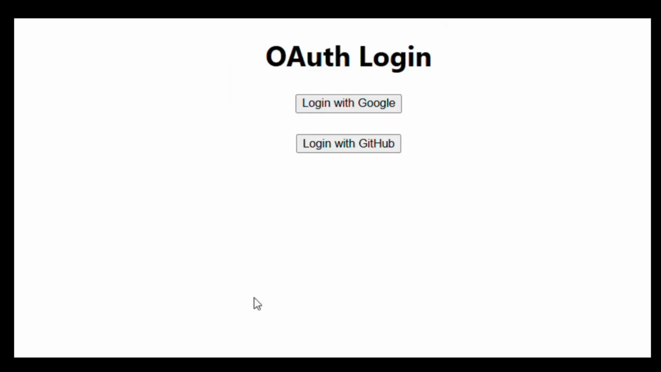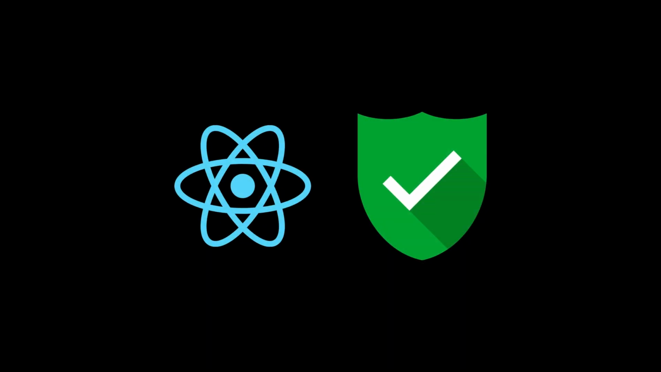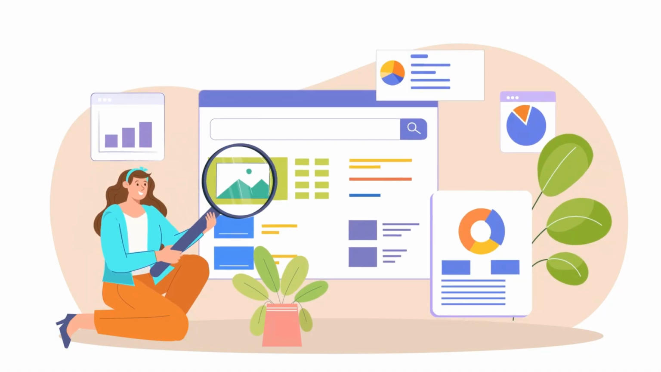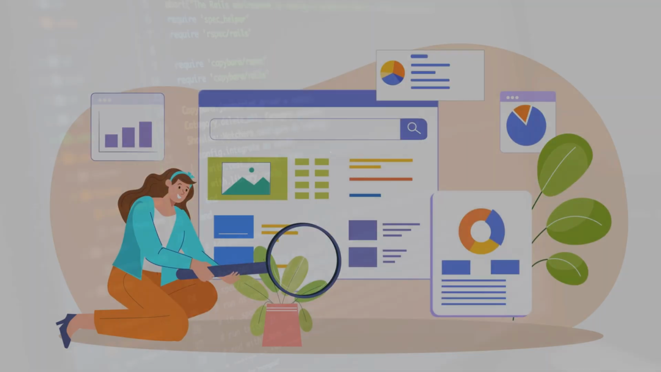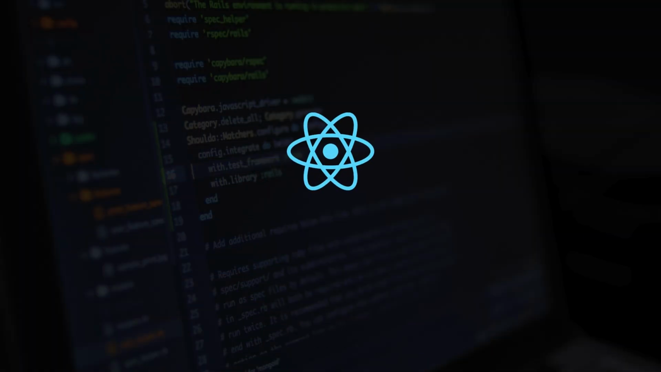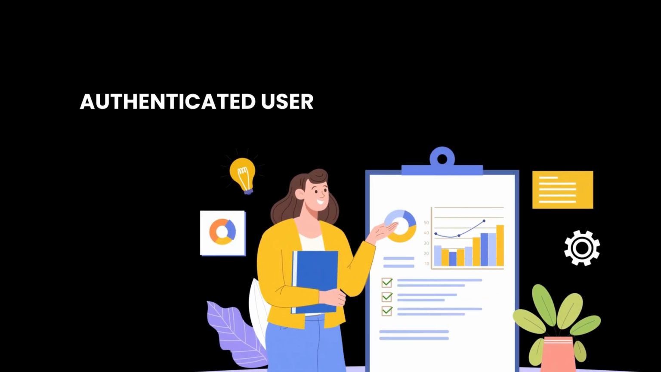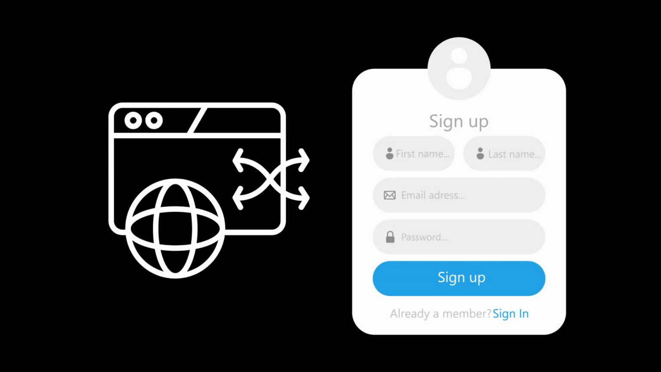After setting up OAuth login with Google and GitHub, let's now protect your pages so only logged-in users can access certain routes. This is where private routes come in. What are private routes? Private routes are components that only render if a user is authenticated. Otherwise, redirect users to a login page or show an error. Let's add that logic into our React app.